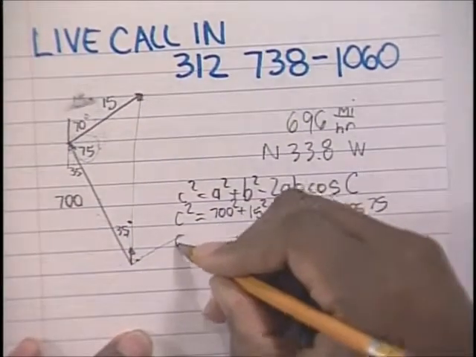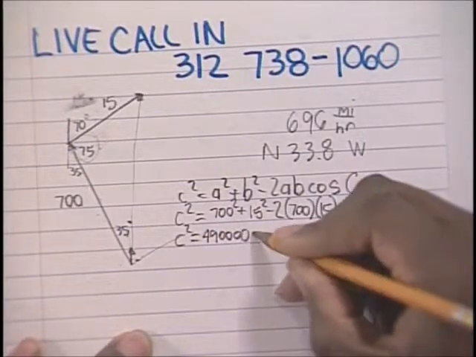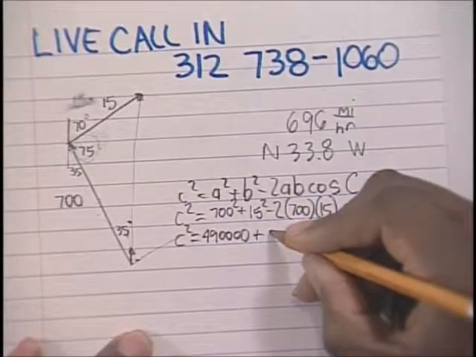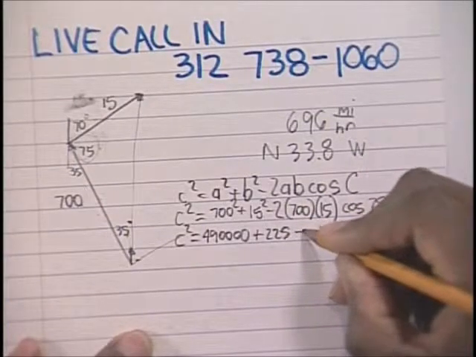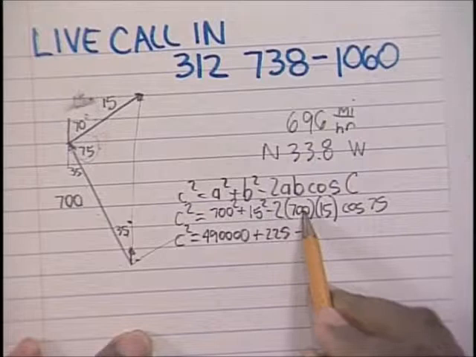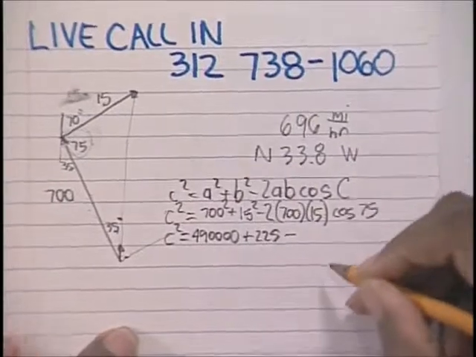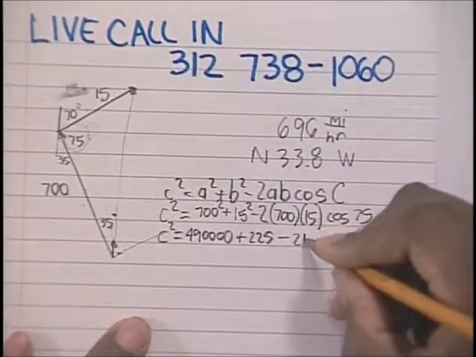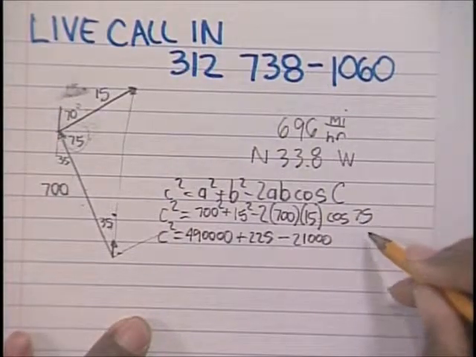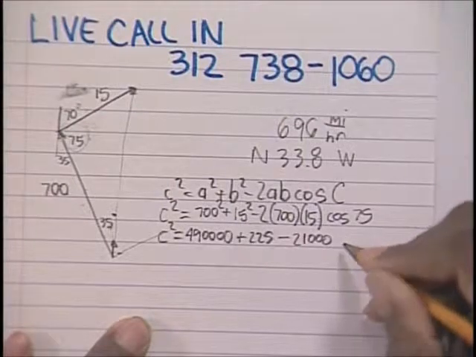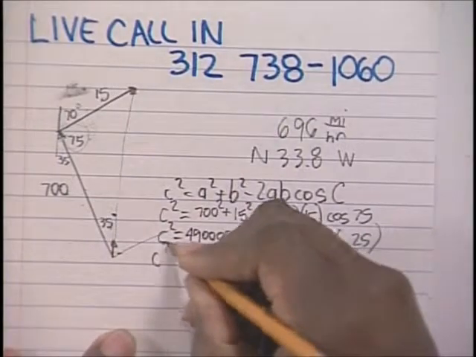Very good. All right, so this is where I really need your help. What's 700 squared? That's 490,000, and 15 squared, what is that? Is that 225? 225. And what is 1,400 times 15? 21,000. And what's the cosine of 75? 0.25. All right, so now we got c squared.